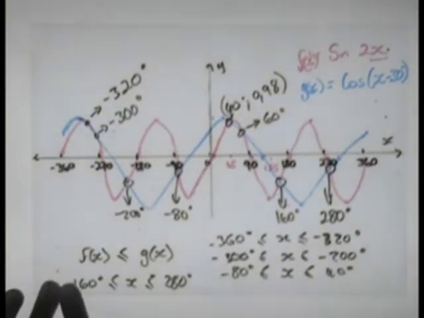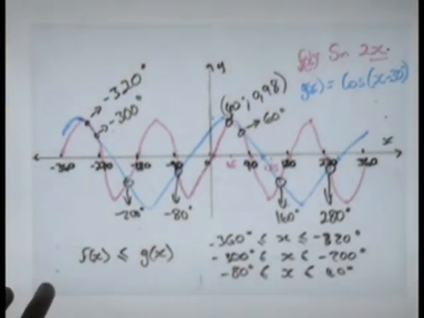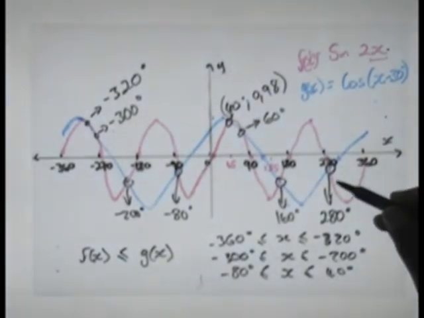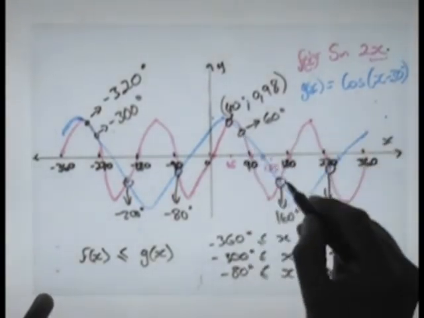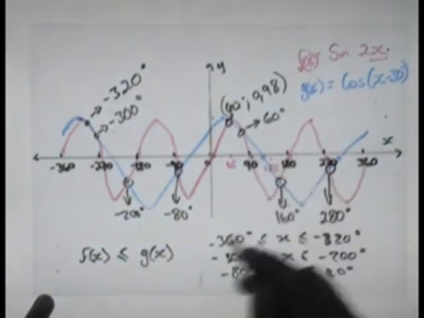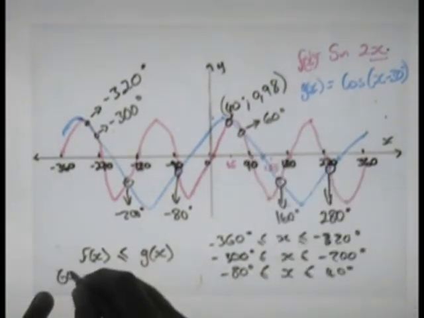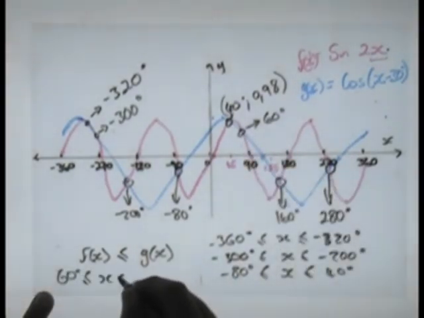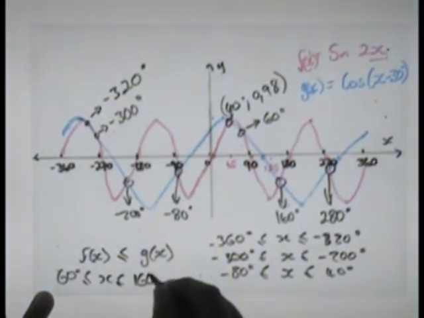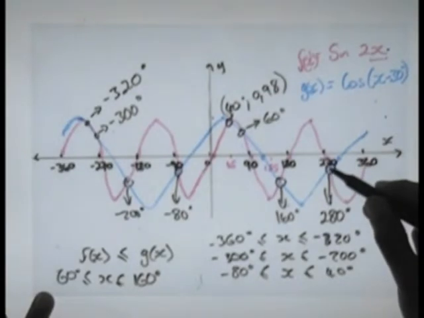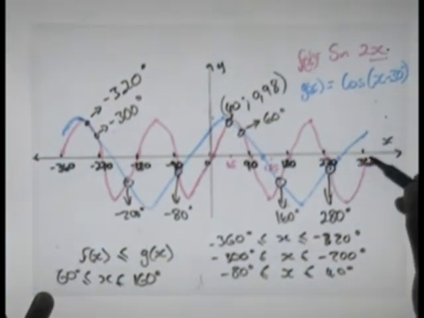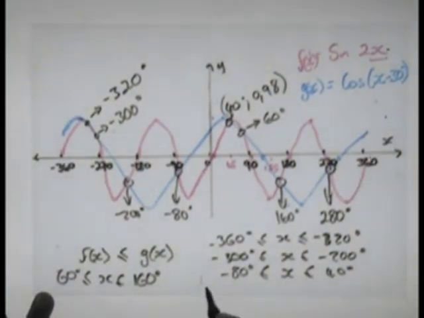Sorry, it's not the 160 to 280, my bad. It's from the 60 to 160 where f of x is below g of x. So it's from 60 degrees to 160 degrees, and then from 280 degrees all the way up to 360 degrees.